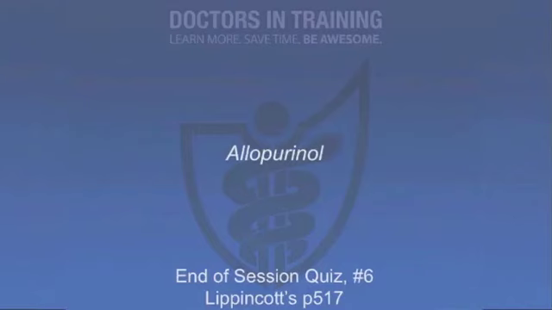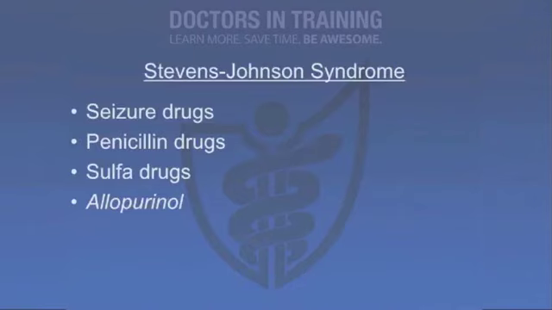Next, which chronic gout therapy is associated with Stevens-Johnson syndrome? So we've talked about this before. This is allopurinol. It's rare. I've never seen it in allopurinol. And remember, what are the other drugs that cause Stevens-Johnson syndrome? The short list. Remember, seizure drugs, penicillin drugs, and sulfa drugs, in addition to your allopurinol.